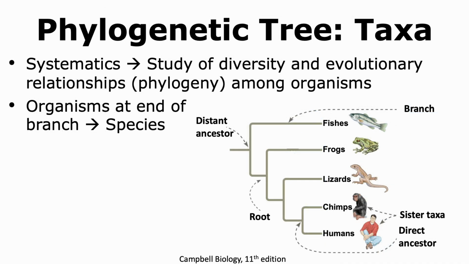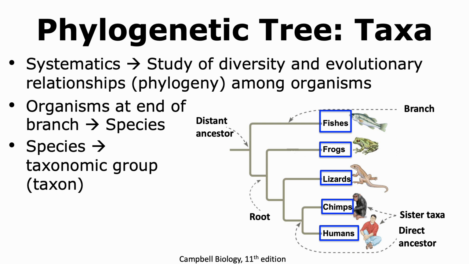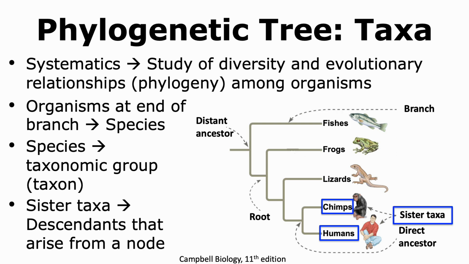Now, organisms that are at the end of each branch are usually representative species. Now, species, as we saw, is a taxonomic group. In the case of a phylogenetic tree, sister taxa are those species that are descendants that arise from a node. So in this case, we are able to see that chimps and humans arose from the same direct ancestor and hence are considered to be sister taxa.